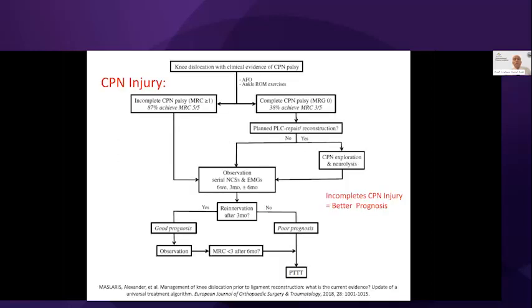For common peroneal nerve injuries, sometimes they're incomplete or complete. It has been shown that when you have an incomplete injury, so some muscle weakness, then most of the time these will recover and have a good outcome. In complete cases, only about 40% recover.